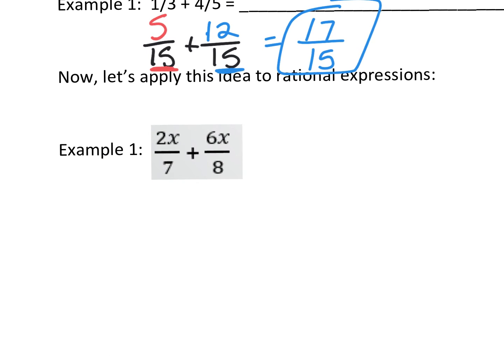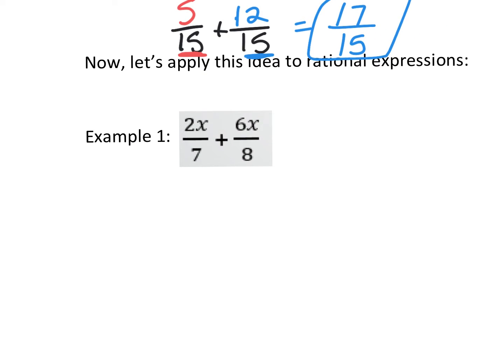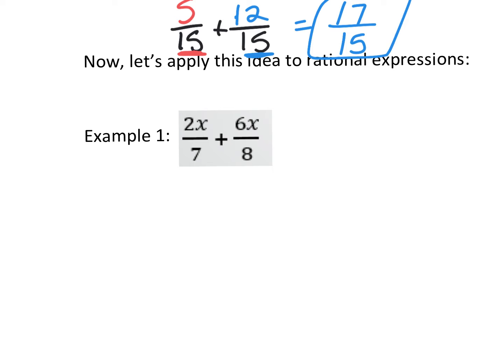Okay. Now we're going to do this, but now we're going to add in a little algebra. So that was just plain old Jane math, but now we've got some algebra that we're going to throw in. Same thing applies though, all right? We're just looking at the denominators. So I'm looking at the 7 and the 8. I want something both of these will go into. They'll both go into 56, right?